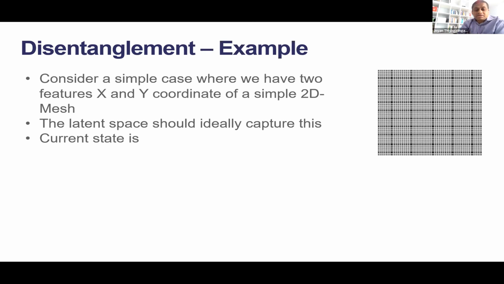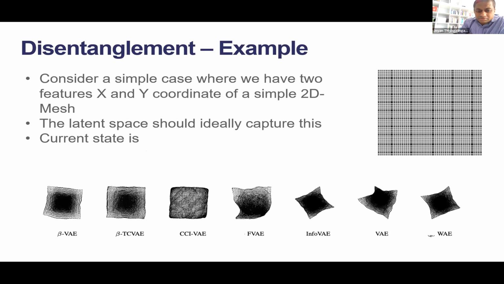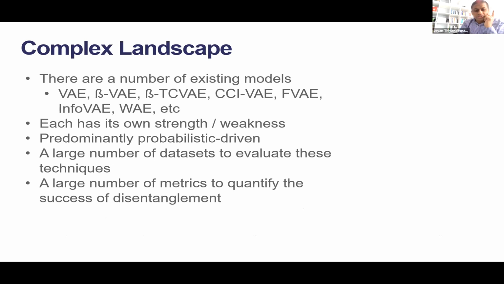So I'll take you through a very simple example. This is a very simple image. It's a 2-dimensional image with 2 features, an X coordinate and a Y coordinate in a 2D mesh. What we want is to capture this in the latent space. In other words, we would like to see how the machine sees this two-dimensional grid, and I'll show you how it is seen in different machine learning models. Oops, okay, sorry. I'll come to that in a few minutes.